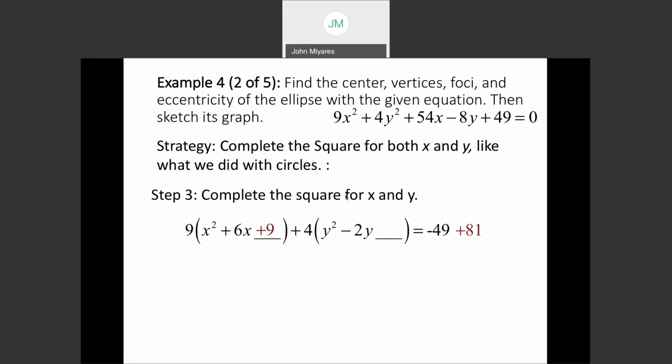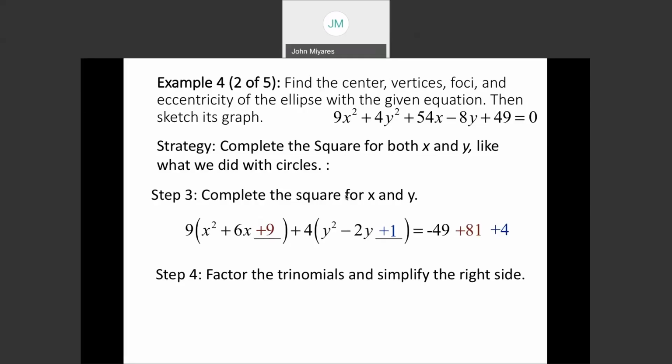Similarly, we want to look at the y expression and see that the middle term is negative 2. Half of negative 2 is negative 1, and negative 1 squared is 1. This means to complete the square for y inside the parentheses, we want to add 1. However, everything inside the parentheses is being multiplied by the 4 on the outside. So to keep the equation balanced, we're going to have to add 4 to the right-hand side.